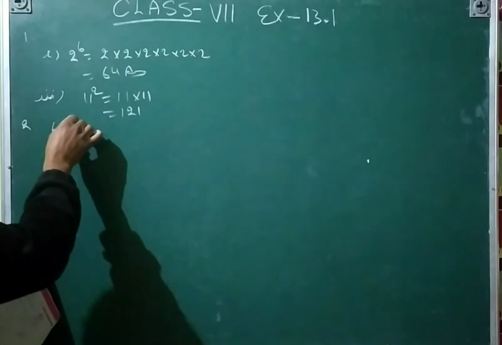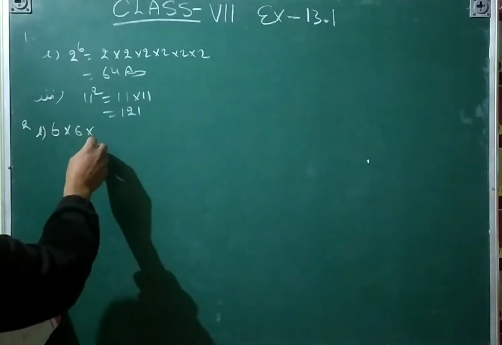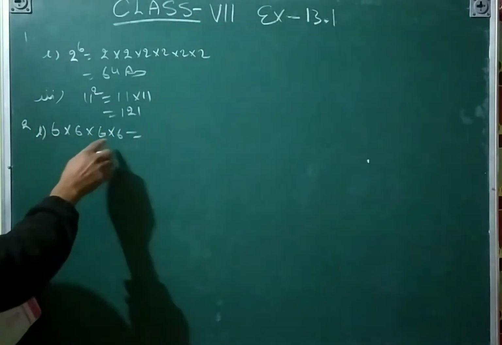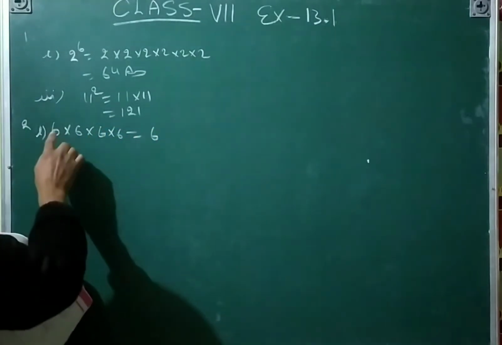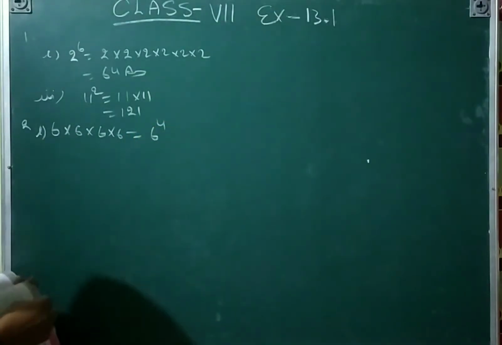Exponential form is like this. First part, 6 into 6 into 6 into 6. 6 is given 4 times. So first of all you will write a 6, and count 1, 2, 3, 4, so you will write the power 4.